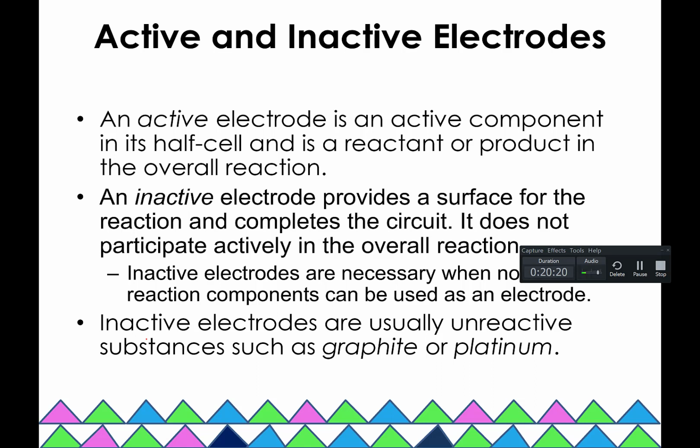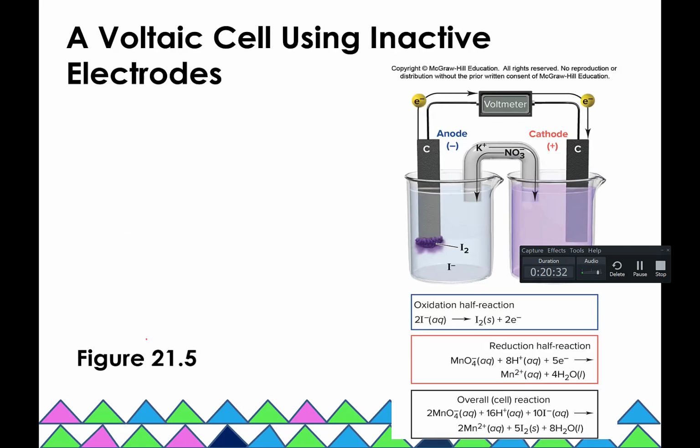I wanted to also mention that, in the example we just talked about, the copper and the zinc were both active electrodes, but you can also have inactive electrodes, such as graphite and platinum, where they're not part of the actual overall reaction. So here we have iodide that's being oxidized to form iodine, and MnO4 minus that's being reduced to form manganese 2+. So in this case, there's no solid metal that can act as the electrode.